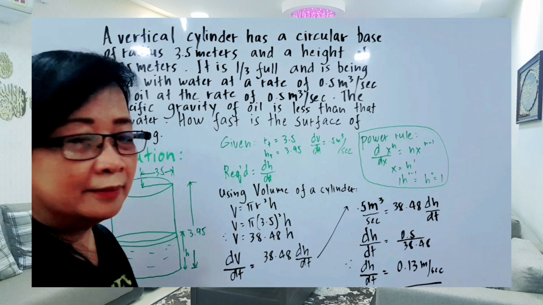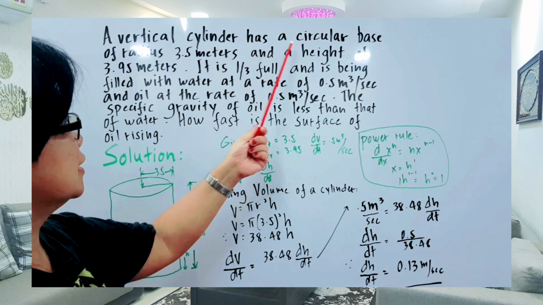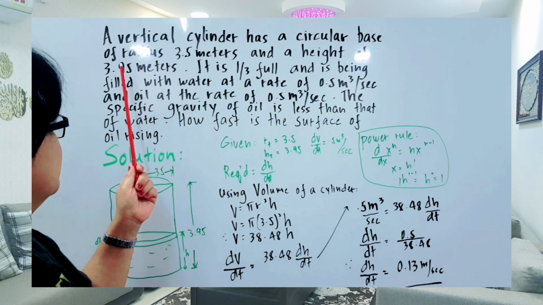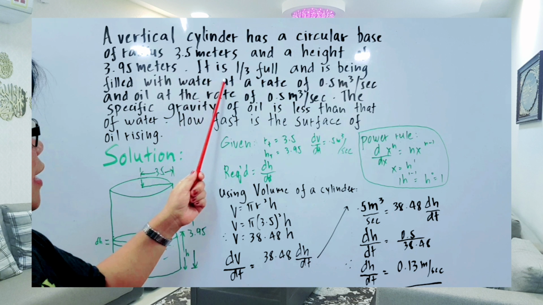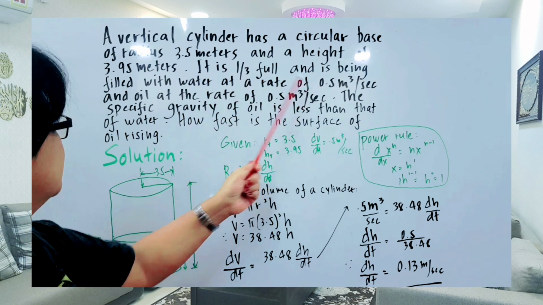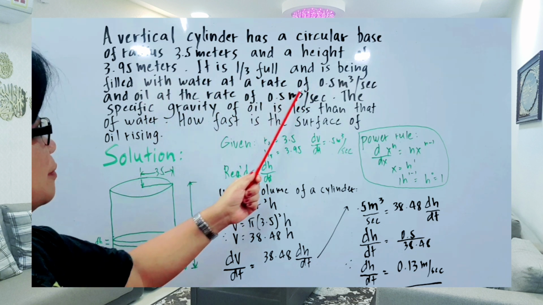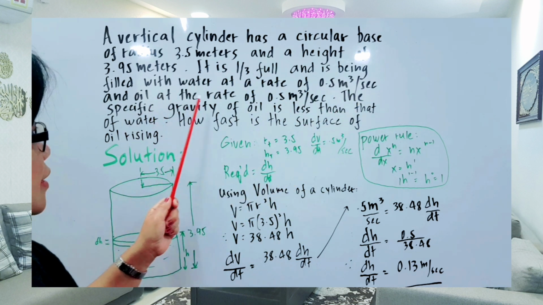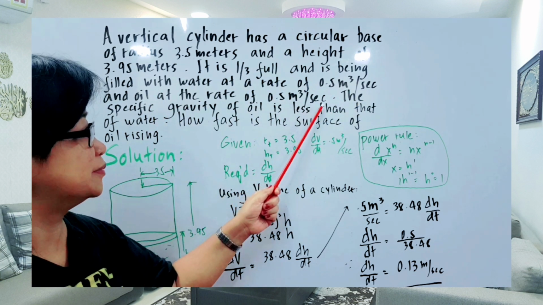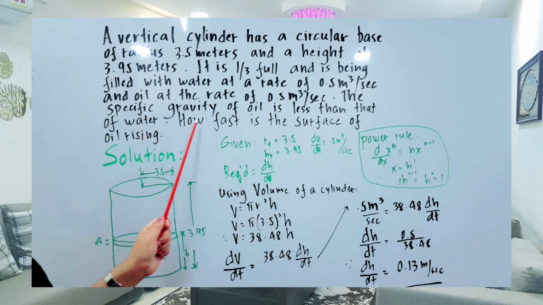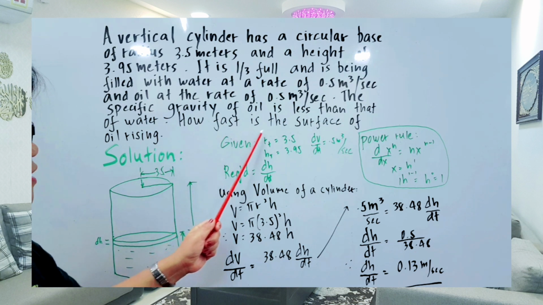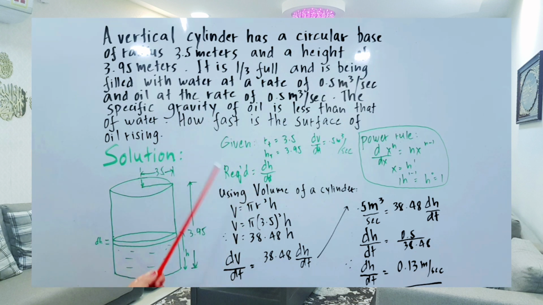Another problem, a vertical cylinder has a circular base of radius 3.5 meters and height of 3.95 meters. It is 1/3 full and is being filled with water at a rate of 0.5 meter cubed per second and oil at the rate of 0.5 meter cubed per second. The specific gravity of oil is less than that of water. How fast is the surface of oil rising?